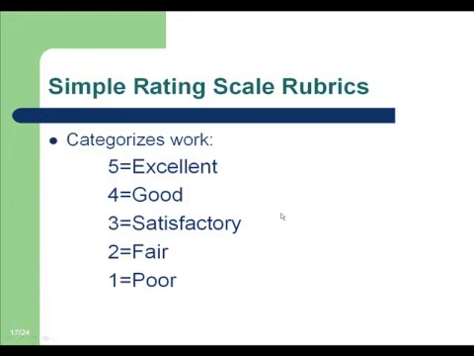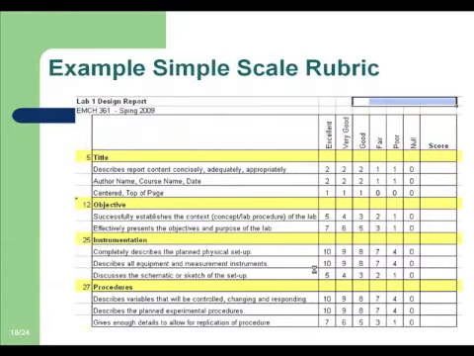Some of us like to give a little more differentiation back to the students, and we may want to use a rating scale rubric that characterizes their performance in different categories, such as excellent, good, satisfactory, fair, and poor, and assigns a numerical value to that. This is an example of a simple scale rubric that I used in my class last week, mechanical engineering course on measurements and instrumentation experiments, and they have to write written reports.